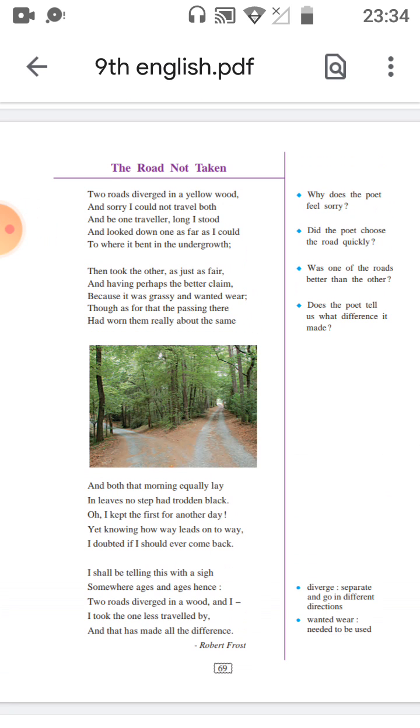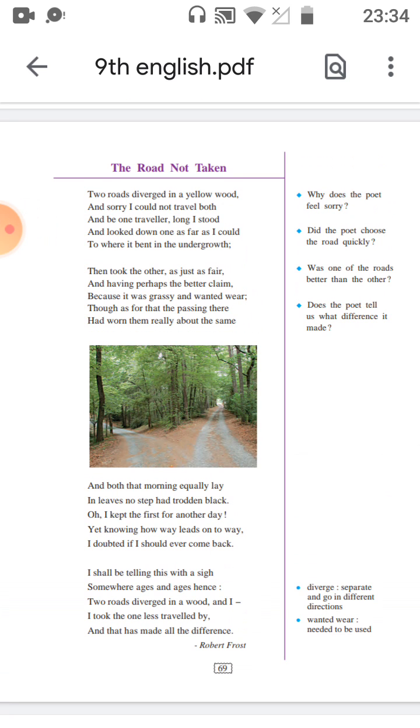Let's see now the 9th standard English video, and we have to see poem 3.3, The Road Not Taken, which is written by Robert Frost. Robert Frost, who was an American poet, was born on 26 March 1874. So he was a 19th century poet, and he got many awards for his literary work.